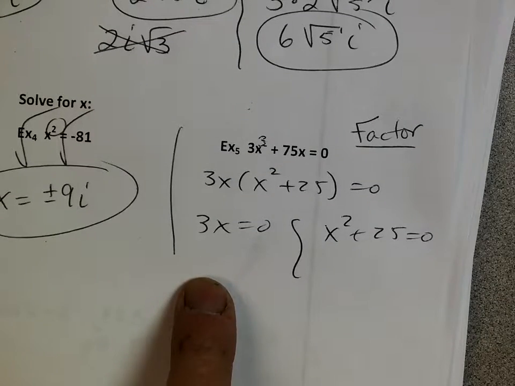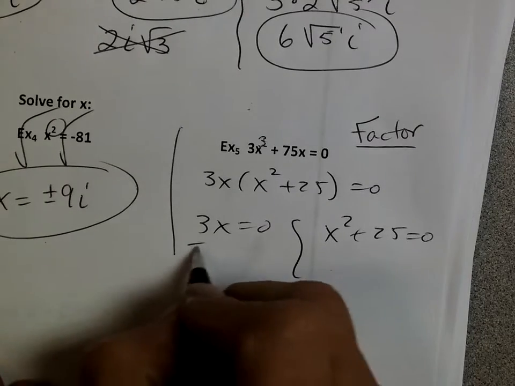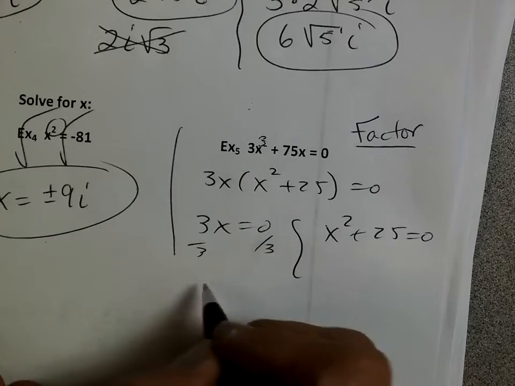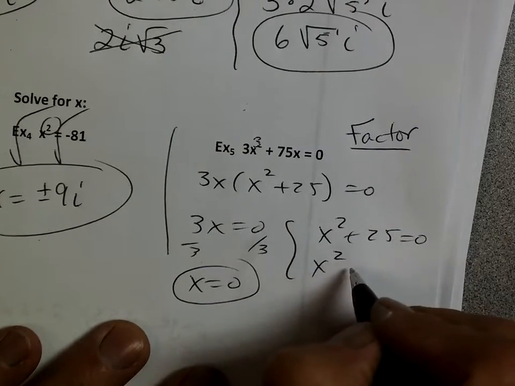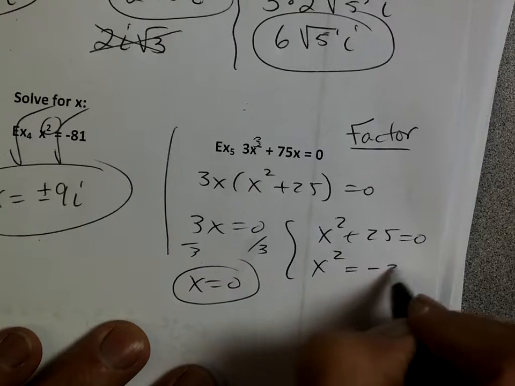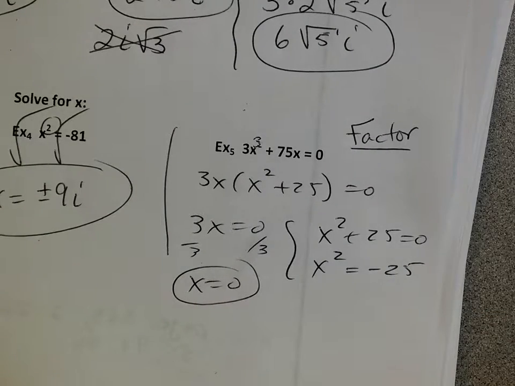Because here, you would divide by 3, right? Divide by 3, 0 divided by anything is always 0, so x equals 0. And then here, we'll go ahead and get our i's, right? We'll bring over the 25. I'm going to get negative 25. Am I going too fast? Okay. So I broke them up into mini equations after I factored it.